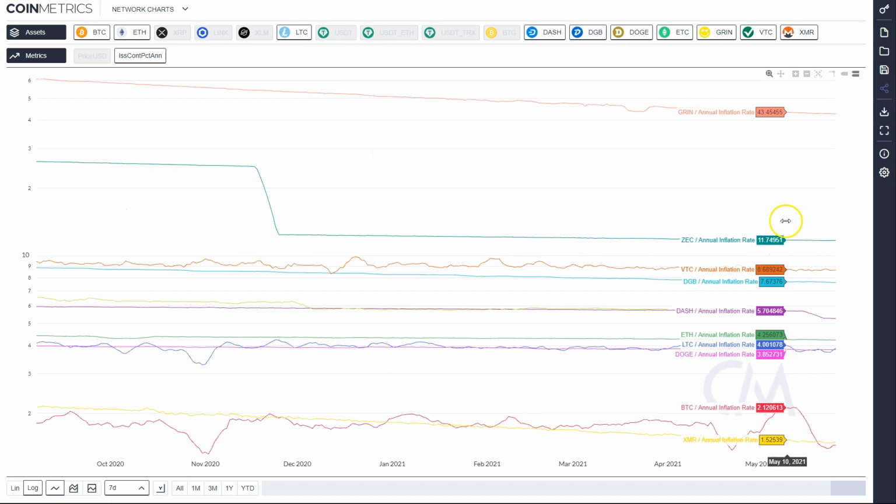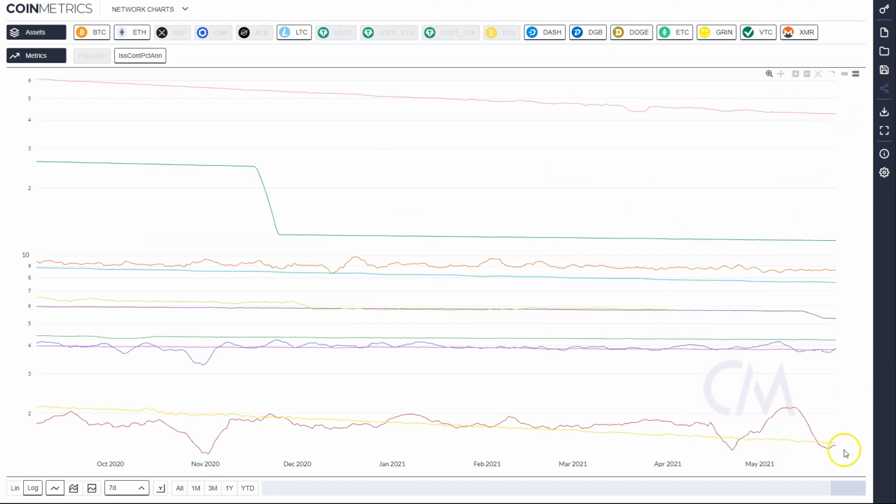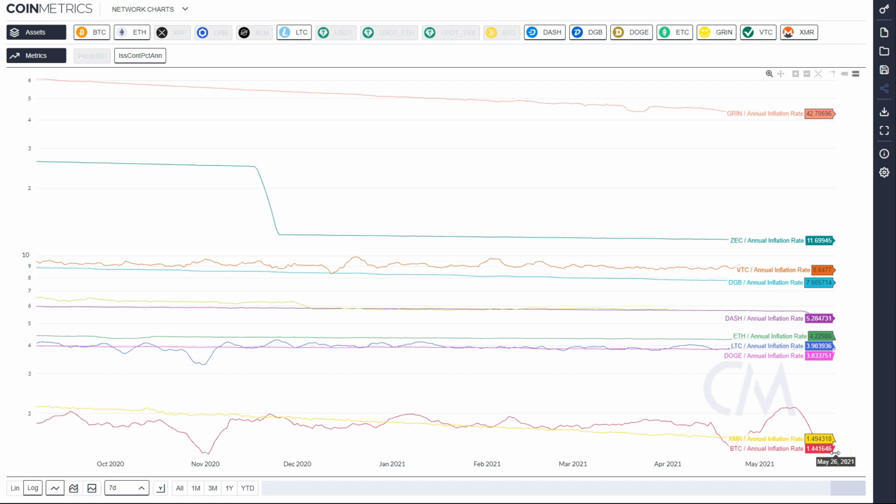If we look at the inflation rates between a bunch of proof of work coins, we have Grin at the top here at 40%, BTC and Monero down here at 1.5%, and then Zcash at 11.7%. So regardless of where you think any of these coins are going to be in the future, it's just a much harder sell for people when you're dealing with 12% inflation, or in Grin's case, 42% inflation. I mean, that's going to dramatically affect price in a big way.